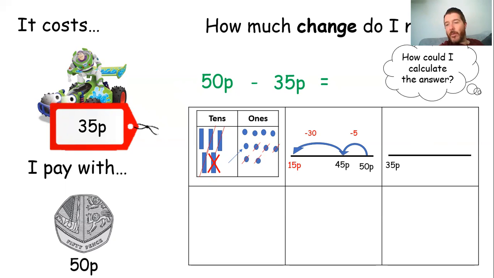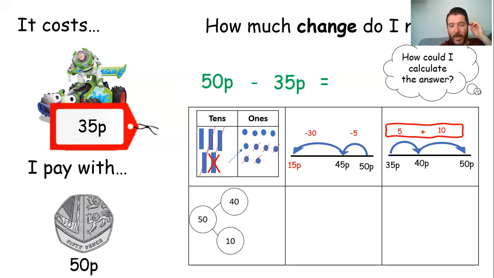We can do it the other way. We can find the difference. So we start at 35 and we count the jumps. We do a jump to 40, which is 5. Then we do the jump to 50, which is 10. And we combine those together. 10 and 5 is 15.